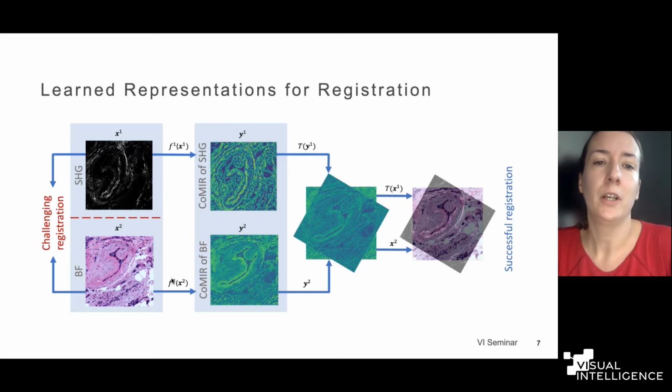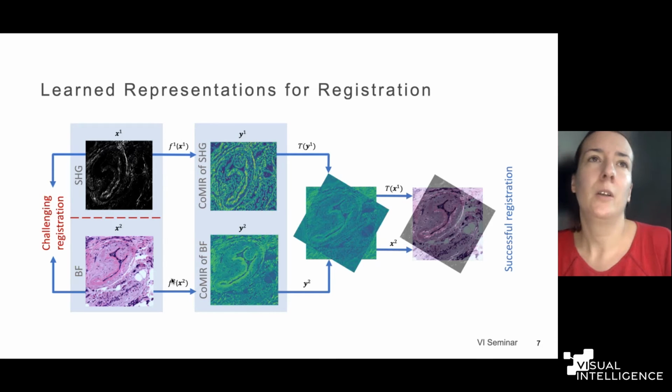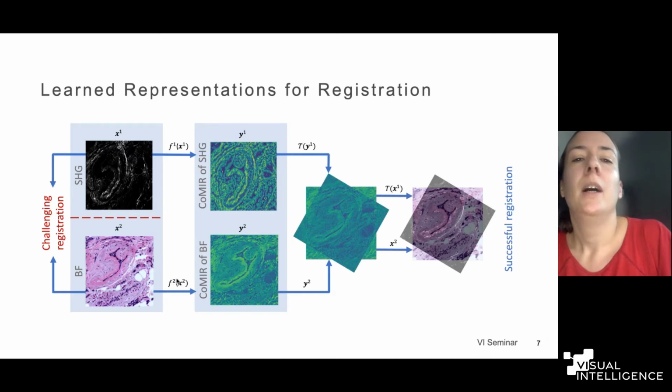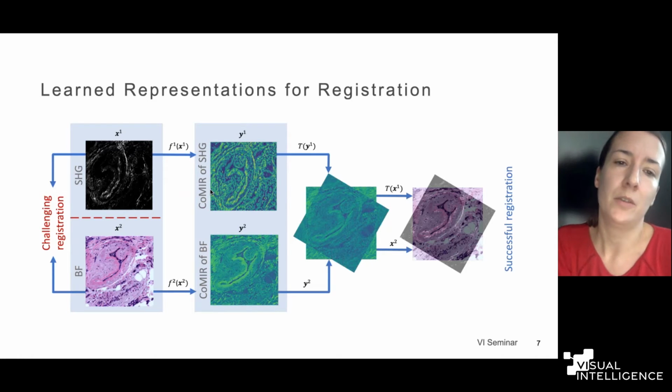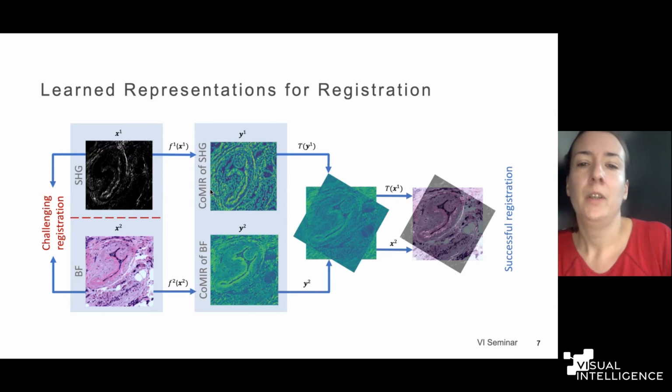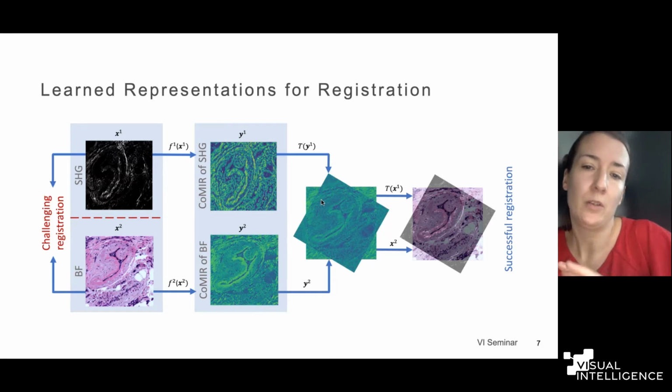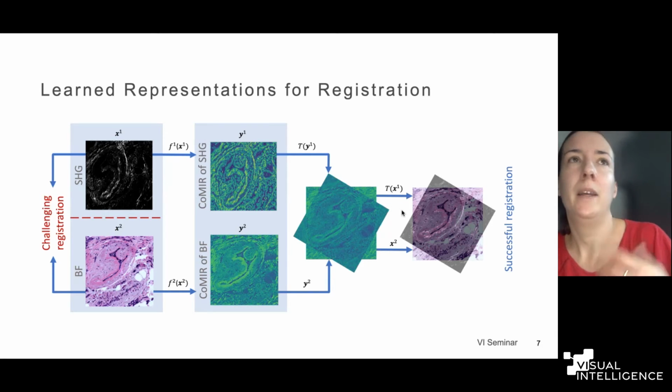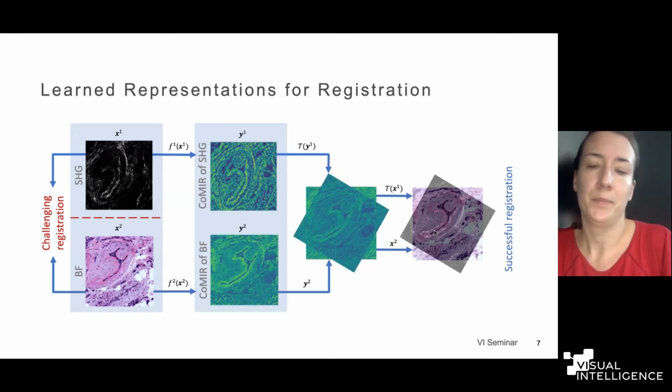a two-stream architecture, two networks in parallel that are combined with a contrastive loss. And they actually can create intermediate representations that we call CoMIR, for contrastive multimodal image representations, that are similar enough that we can use those monomodal registration methods. So then we can find the spatial transformation between those two CoMIRs, and apply that found transformation to the original images.